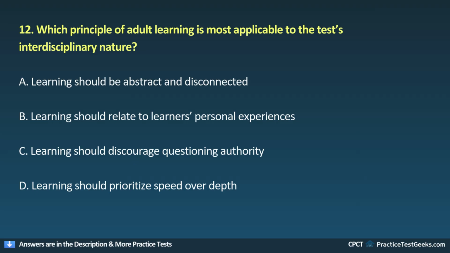12. Which principle of adult learning is most applicable to the test's interdisciplinary nature? A. Learning should be abstract and disconnected. B. Learning should relate to learners' personal experiences. C. Learning should discourage questioning authority. D. Learning should prioritize speed over depth.